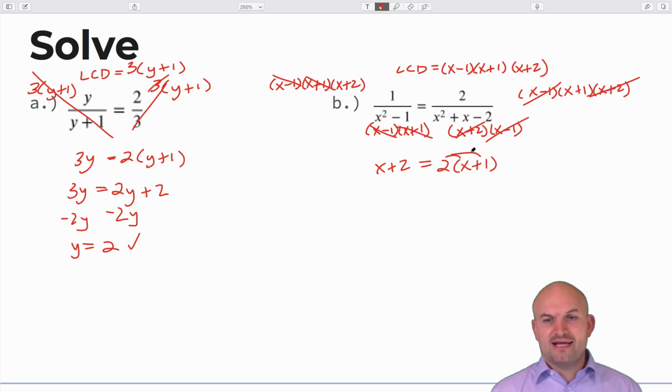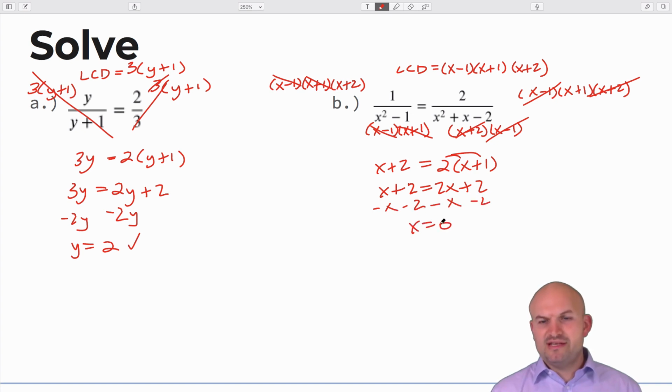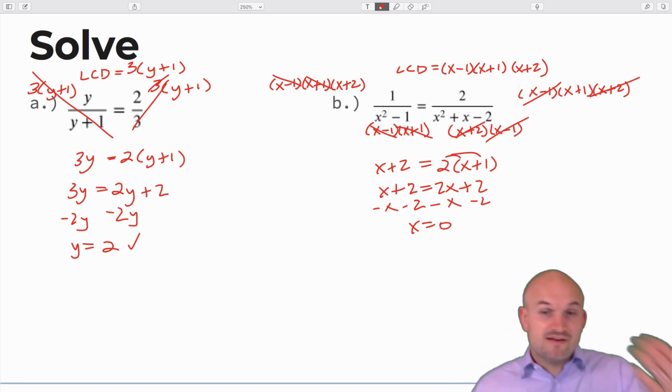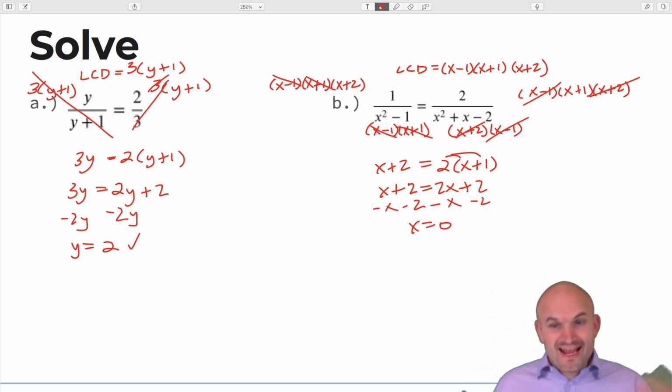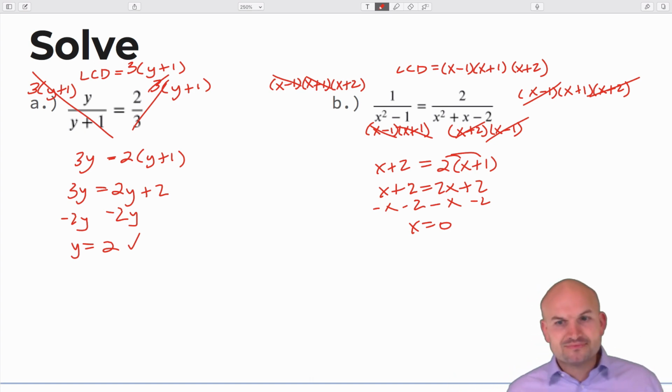Now, again, I can distribute. Then let's get the x's to the same side, and therefore x is going to equal 0. Now, some of you might already have recognized this and said, oh, do the cross product, cross multiplication. And yes, that actually works as well.